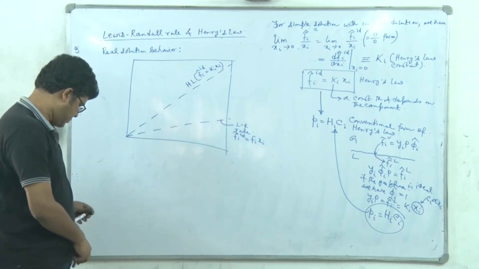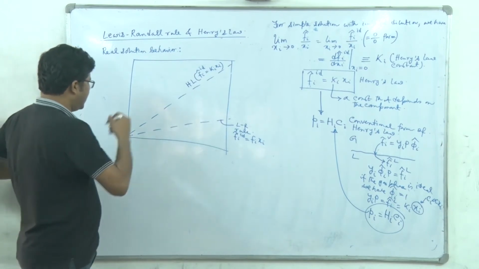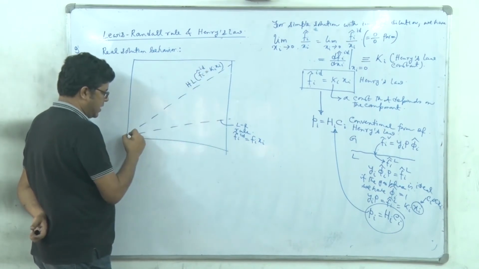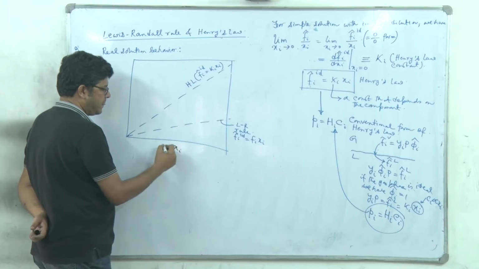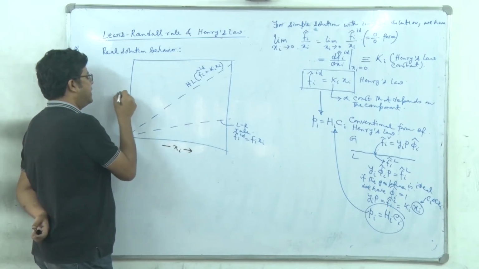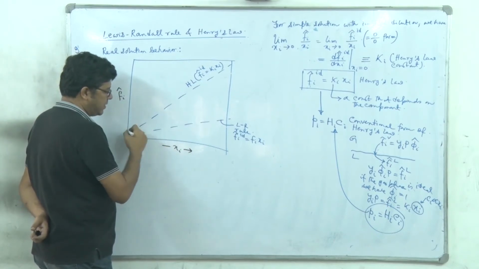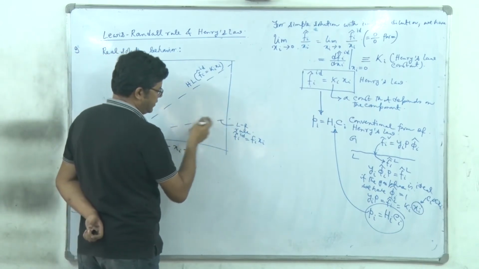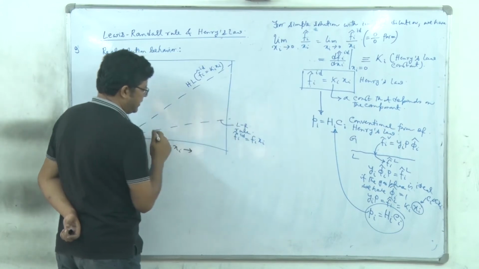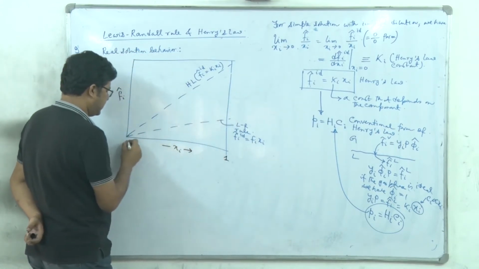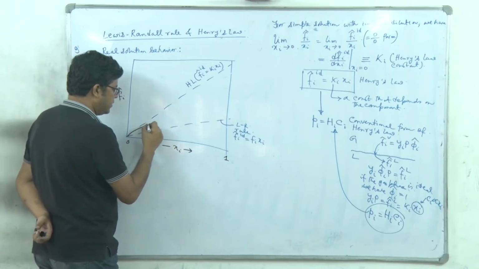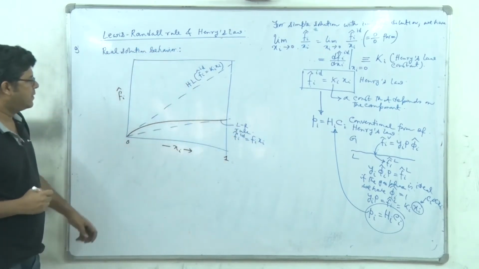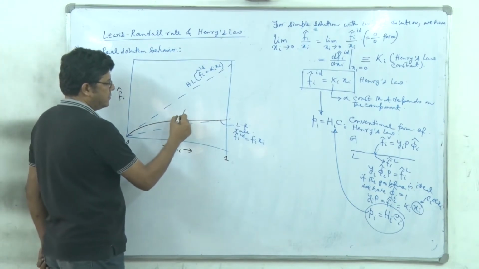Now, a real solution's behavior, its line will be something like this. Here this is Xi and this is Fi cap. It will match the Henry's law curve when Xi tends to 0 and will be tangential to the Lewis-Randall rule line when Xi tends to 1. This is 1, this is 0. So the curve actually looks like this. Okay? So that's the curve for a real solution.